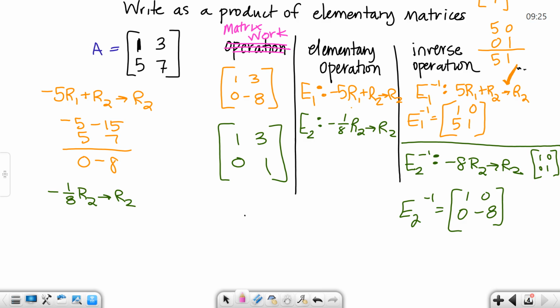Now, we have to get rid of the 3. So to get rid of the 3, we're going to say negative 3 row 2 plus row 1 gives me a new row 1.